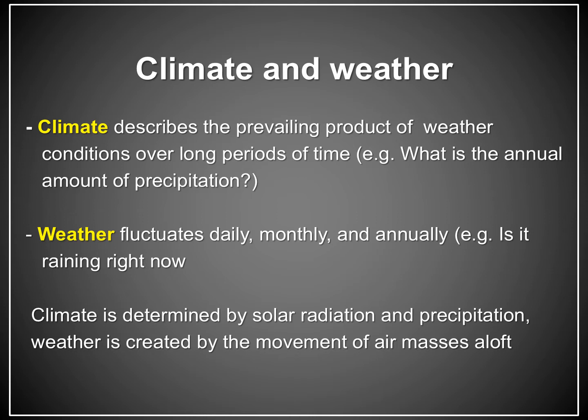The global distribution of biomes is influenced greatly by climate. It's important to first recognize that climate and weather are fundamentally different. Weather fluctuates daily, while climate is sort of a prevailing condition determined by the amount of solar radiation an area receives, the type of precipitation patterns present, and the arrangement of land masses relative to large bodies of water. Weather is determined by the dynamics of air masses aloft, and weather changes frequently.